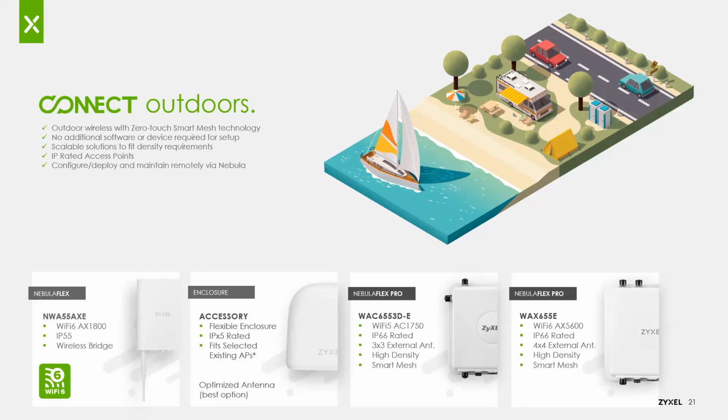And then for those of you looking for a more heavy duty solution, we have our WAC 6553D-E and the WAX 655E. So both of these are heavy duty IP66 rated enclosures. Both of them can handle temperatures down to -40 Fahrenheit in operating. Both have standard N-type connectors for external antenna connections. We sell omnidirectional antennas, or you can source your own directional antennas depending on what you need to do with it. Supports smart mesh, etc.